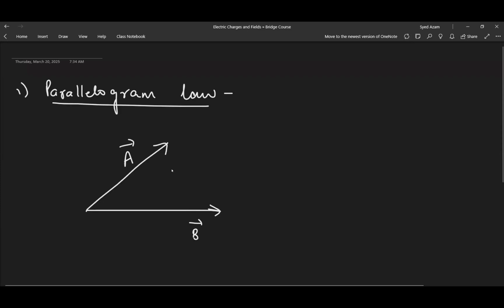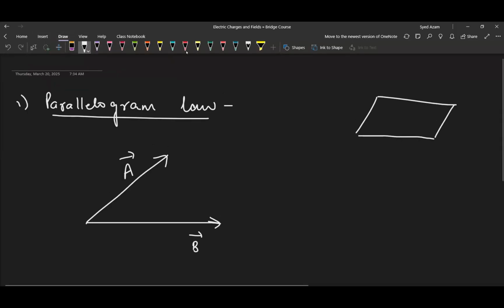So these are the two vectors that are present, vector A and vector B. Now, how does the parallelogram actually look? We have seen the parallelogram looks like this. So if these are the sides, one side is this and the second side is this. These are the sides of the parallelogram. Then the resultant is given by the diagonal of the parallelogram.